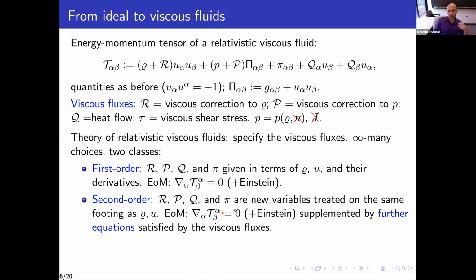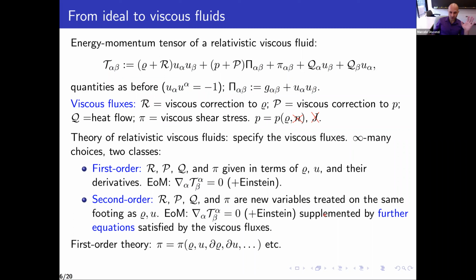In this case, the equations of motion are going to be, again, the divergence of the energy momentum tensor equal to 0, possibly coupling to Einstein equations, but you have to supplement the system by further equations that are going to be satisfied by the viscous fluxes. This makes sense because if now I'm saying that the viscous fluxes are new variables, I need new equations to get a closed system.